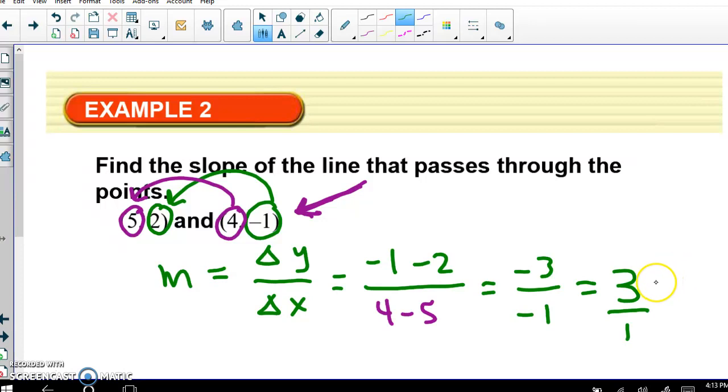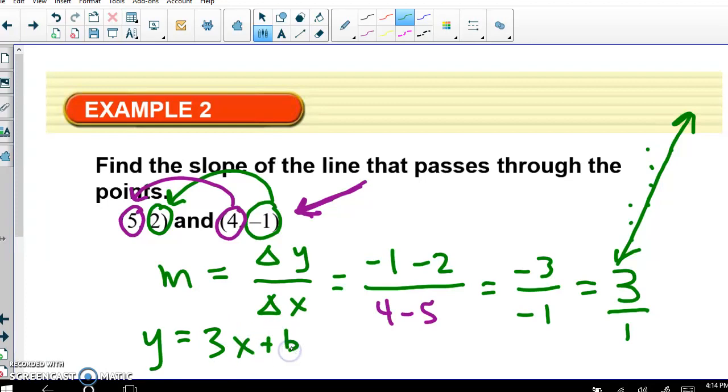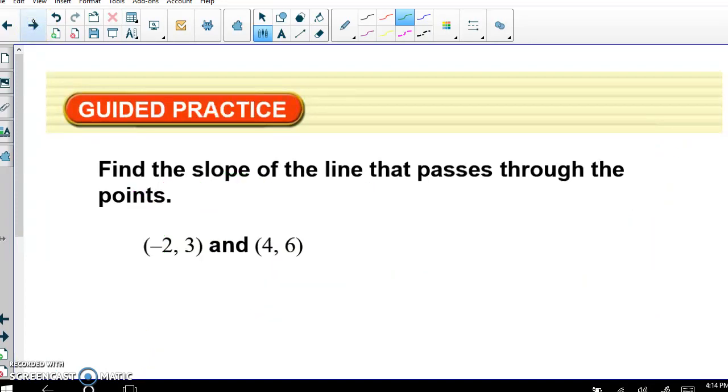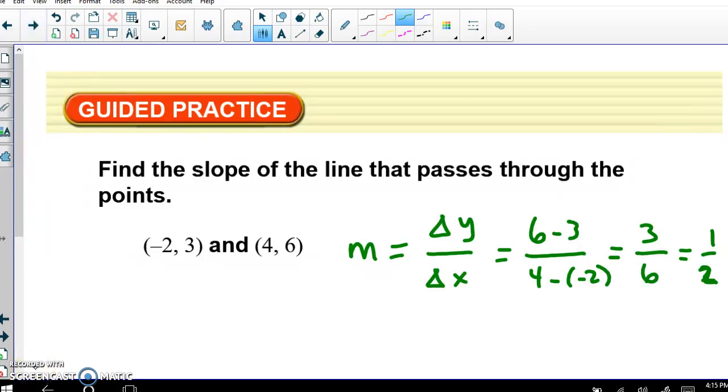Then this line, for every 3 units it rises, it would run 1, and rise 3 and run 1. So that my line would take on this kind of a shape. In an equation, that might look like y equals 3x plus b. Let's pause and let you try this one quickly. Go ahead and pause the video while you work this one on paper. Hopefully, as you solved, you got a slope of 1/2.